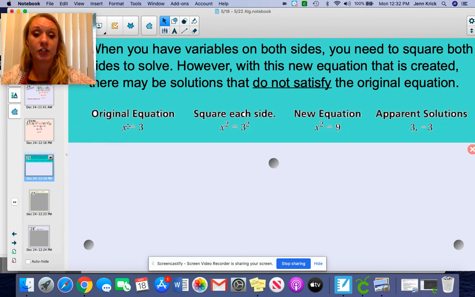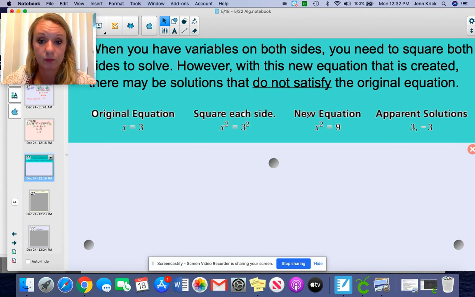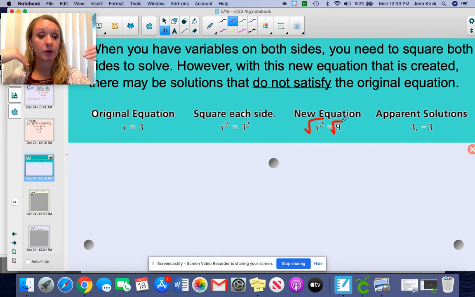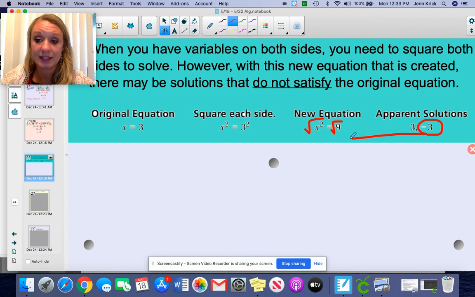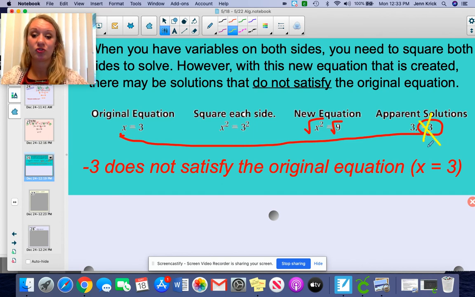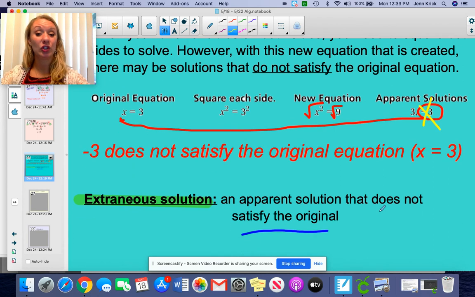Let's say that my original equation is x equals 3. If I squared both sides, I'd have x squared and 3 squared, which would be x squared equals 9. When you take the square root of that, I know that the square root of 9 is 3 and negative 3. However, if I plugged this negative 3 back into my original equation, does negative 3 equal 3? No. That means that this negative 3 is an extraneous solution. It looks like it'd be a solution, but it doesn't make the equation true. It's extraneous. So the only real solution is x equals 3.